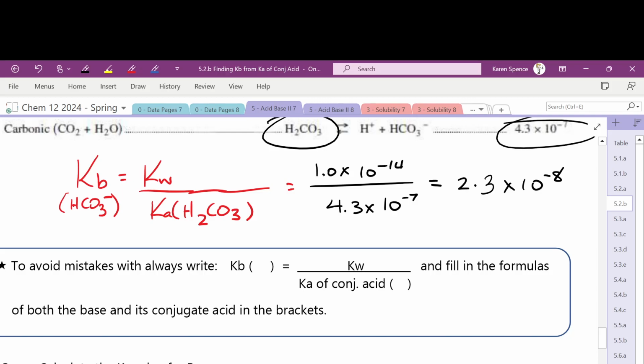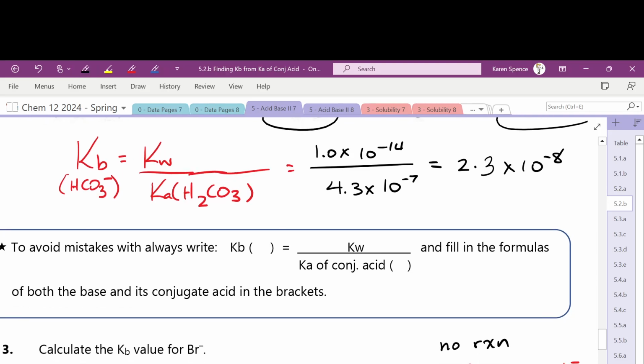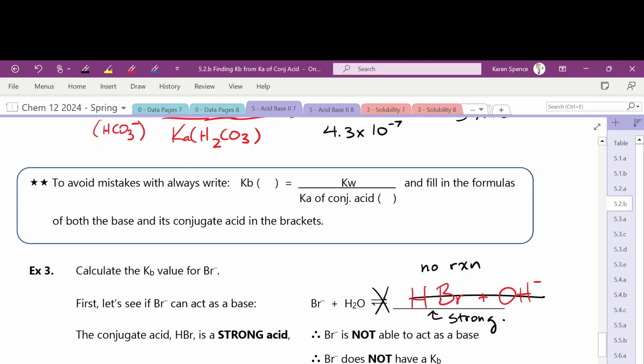And what do you discover? No reaction. And why is there no reaction? HBr is strong. Okay, so just watch out for the strong ones.